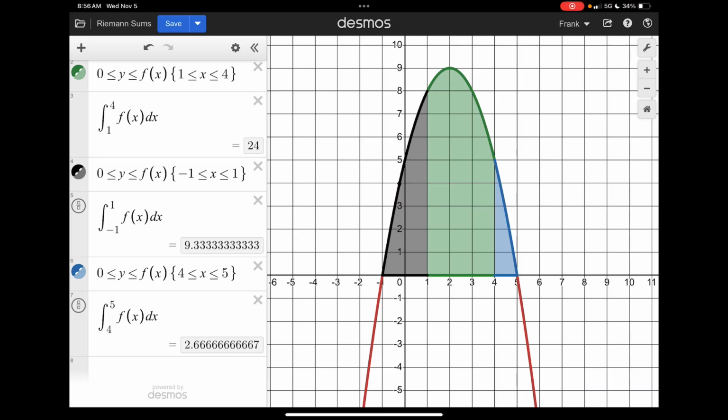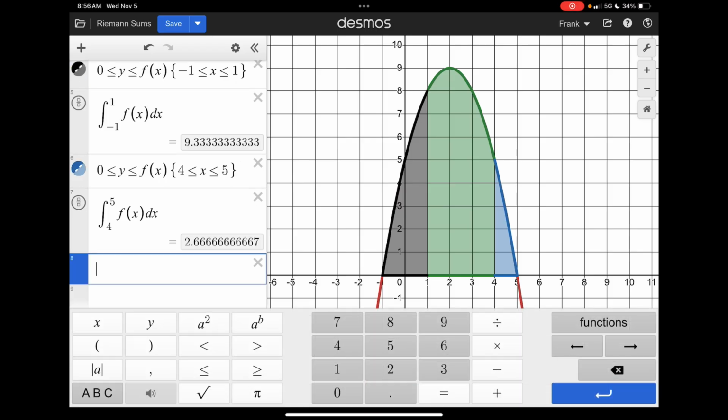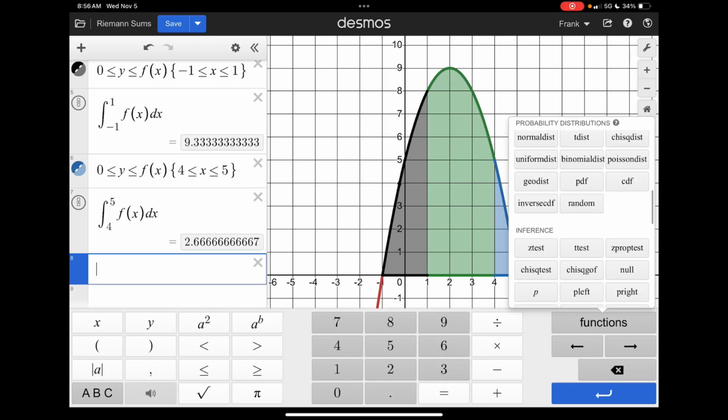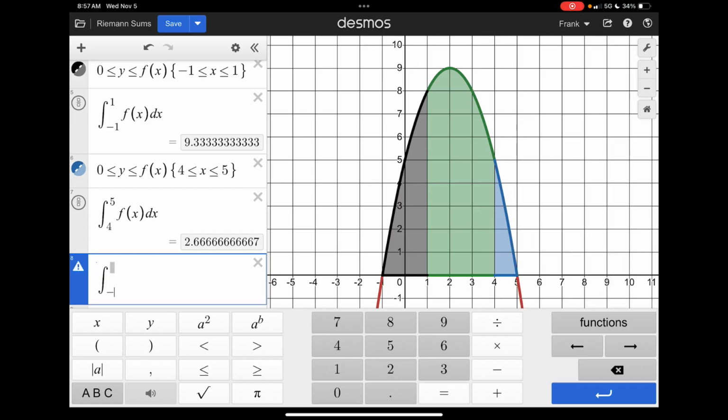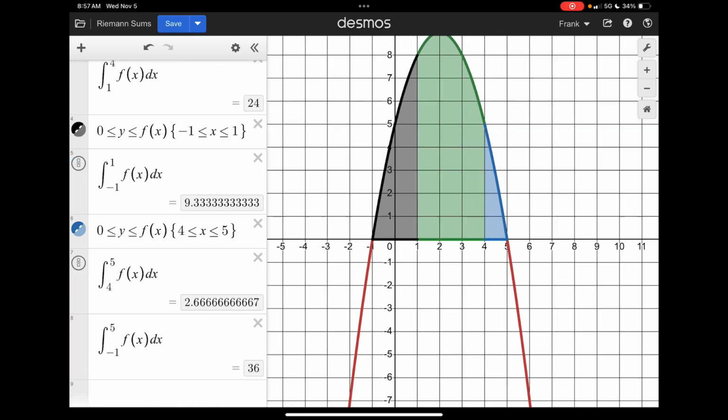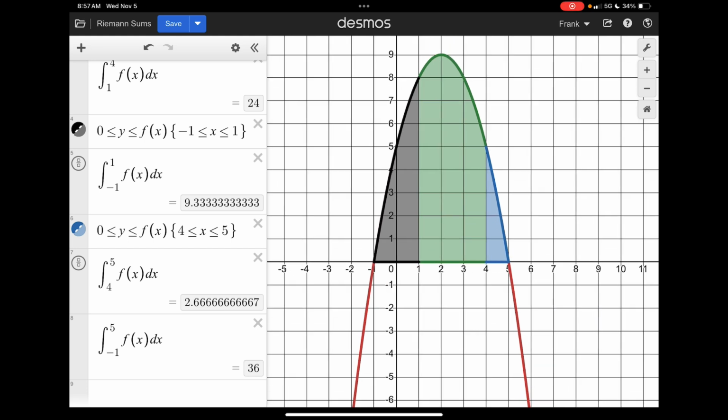Well, what if I wanted the entire region, the gray, the green, and the blue all together? So going from -1 to 5. So I can do that integral. And I want to go from -1 all the way up to 5. So I want the entire region of f of x dx. And we can see that that total is 36.